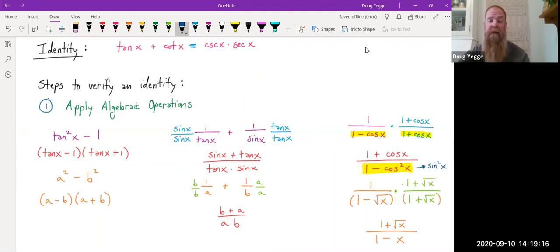So one technique in verifying an identity is to always do your best to try to do algebra at the beginning, or at least check the algebraic expressions or algebraic properties that could be used. Whatever it is, try to use algebra before jumping into the fundamental identities.